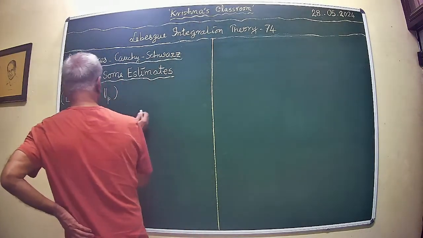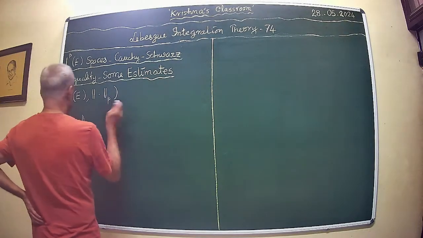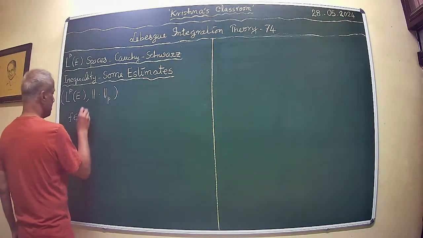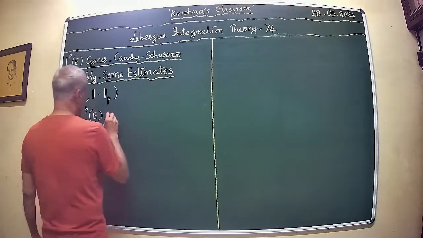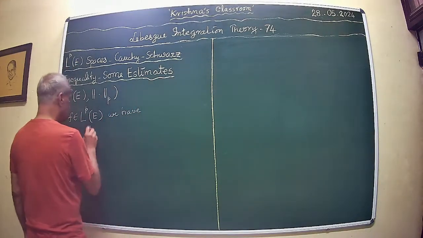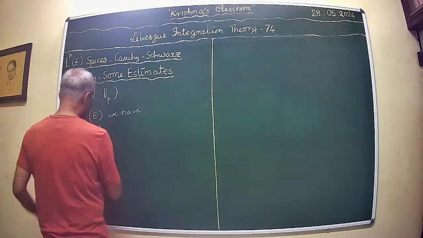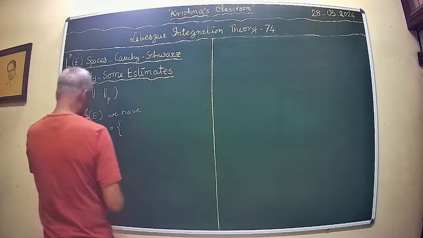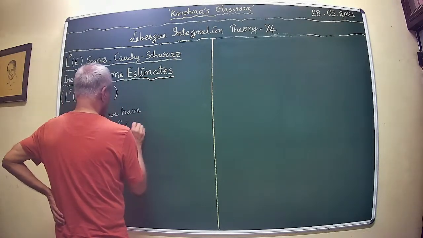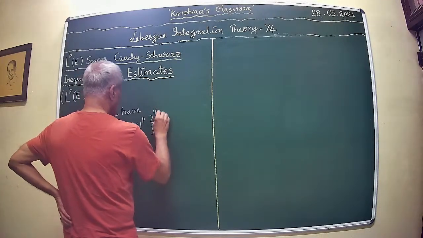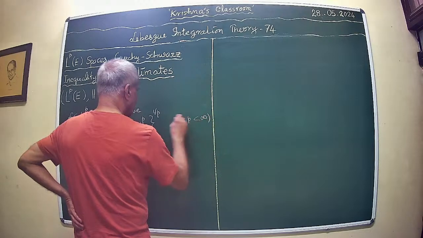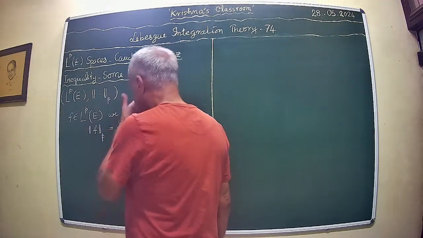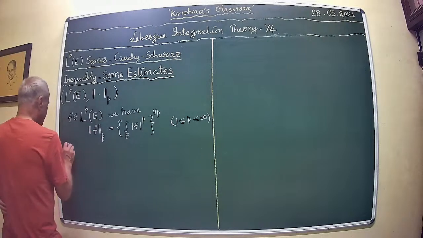First of all we observe that for F belonging to LP, we have the functional, and one observes that this defines a norm. So this norm is a function.